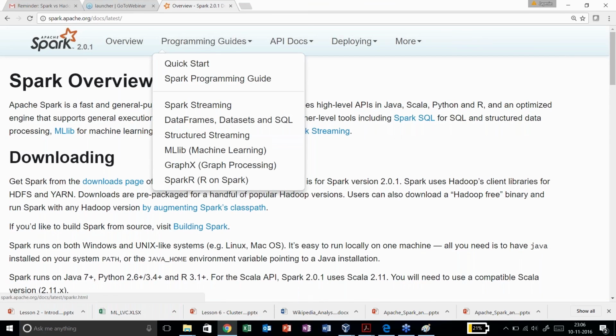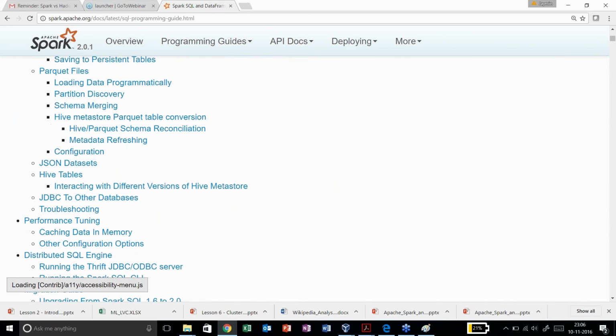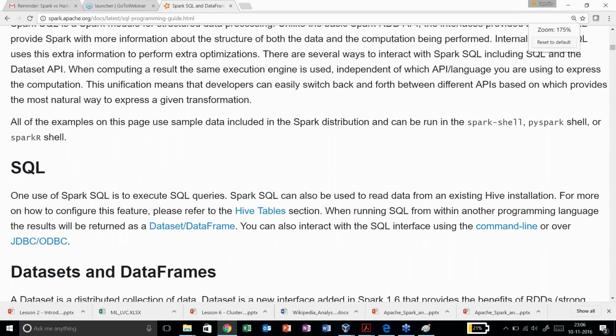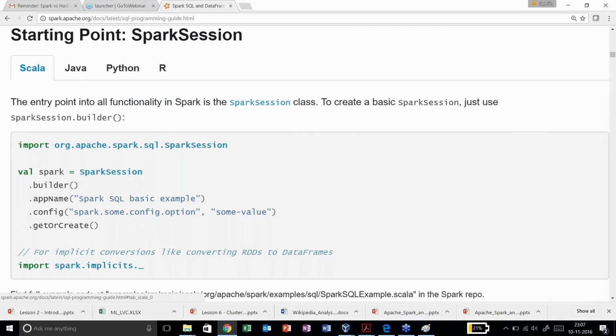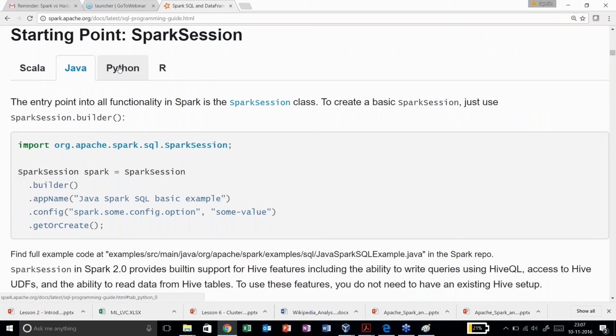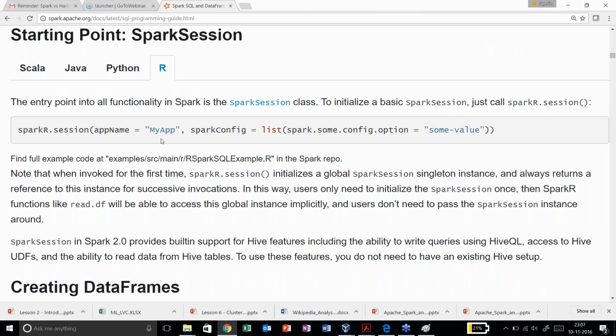So you have various components. You can start with any component, whatever you want to understand. For example, data frames. If you scroll down, every detailed component is mentioned along with the code. So you can see there is code written in Java or Scala or Python, and R as well. In fact, it's a very good tutorial for anybody to start and also get a very advanced level of understanding.